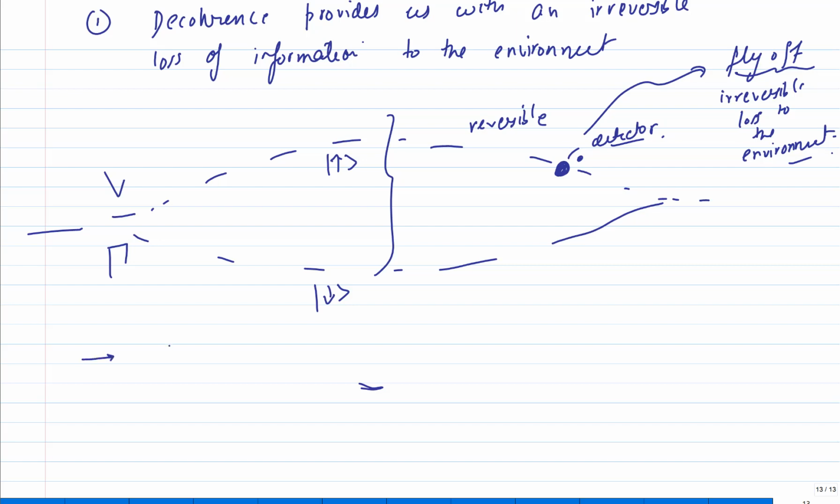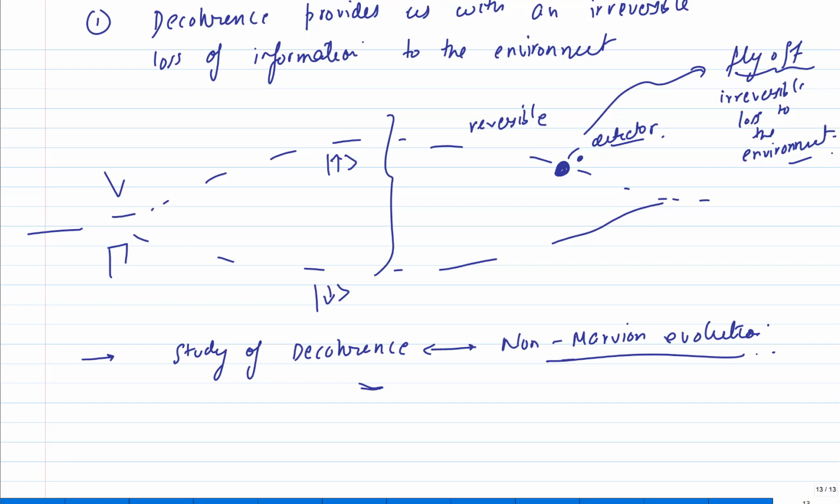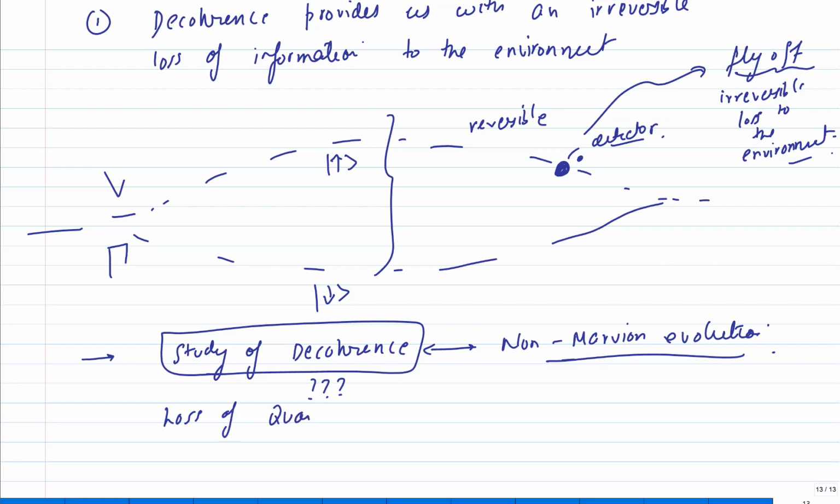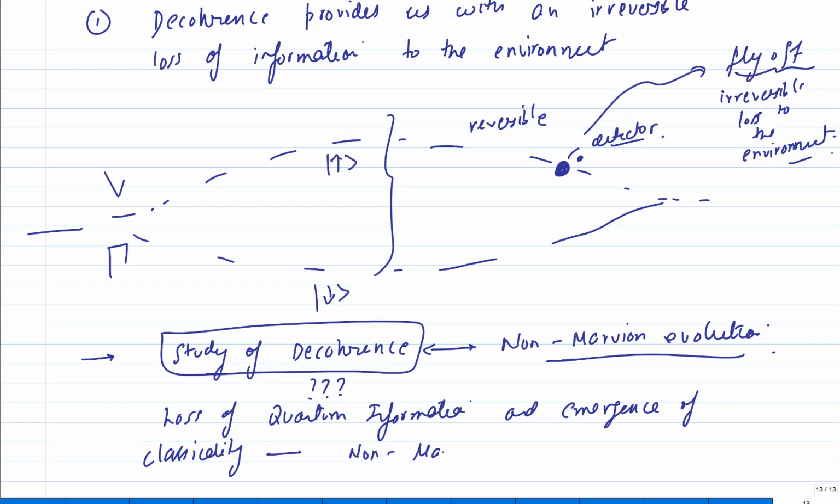So, an interesting question or direction might arise: the study of decoherence with non-Markovian evolution. Intuitively speaking, we make the Markovian assumption precisely when we assume that the information is forever lost to the environment. Well, if the information can juggle back and forth, then how do we study issues like decoherence? So, the loss of quantum information and emergence of classicality are connected to non-Markovian evolution.